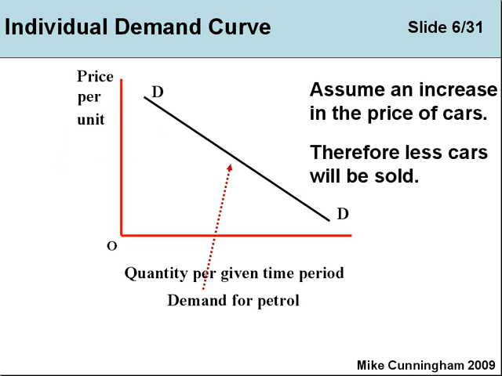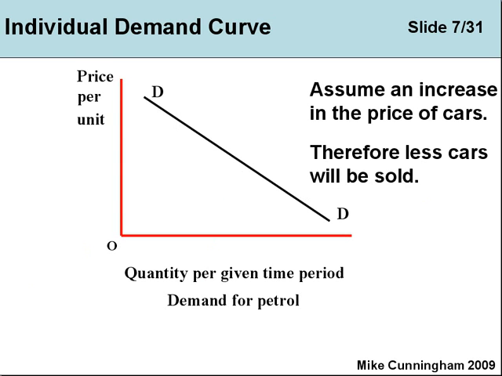So we'll say this is the demand for petrol. So this is our diagram, the demand for petrol. And we'll assume that there is an increase in the price of cars, and therefore less cars will be sold. So we have our demand for petrol. Back the cursor onto the diagram. This is our demand for petrol. And we'll assume an increase in the price of cars, therefore less cars will be sold. So there'll be less cars on the road, and this is our demand for petrol.